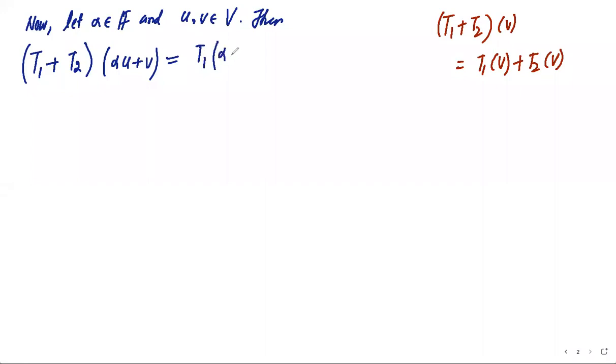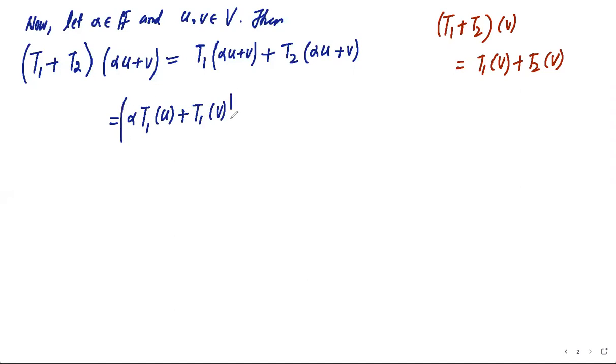plus T2 of alpha u plus v. Now T1 is a linear transformation, so the first can be written as alpha T1 of u plus T1 of v. So this is the first equation here. Then the second one is alpha T2 of u plus T2 of v. So this is the second equation here.